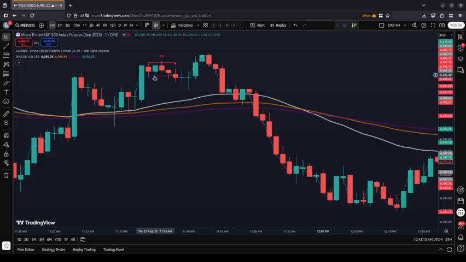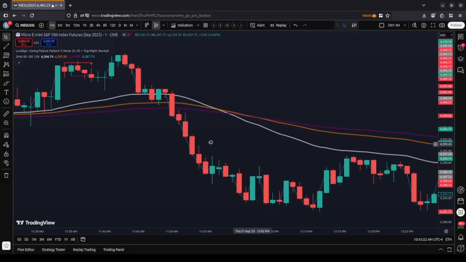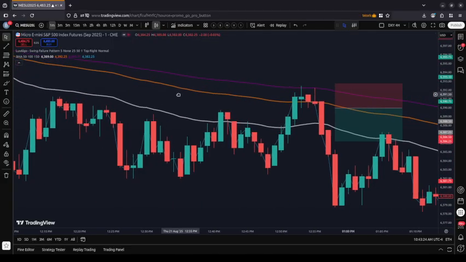Here's another one of those inside bars. No real swing there. I think it works out, though. But we'll only look at the trending ones.